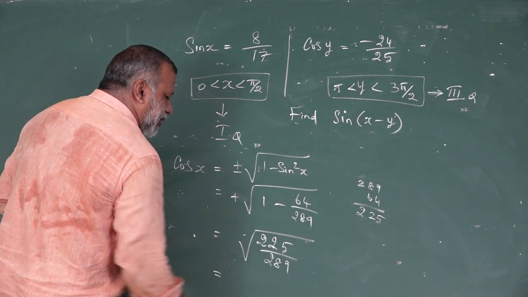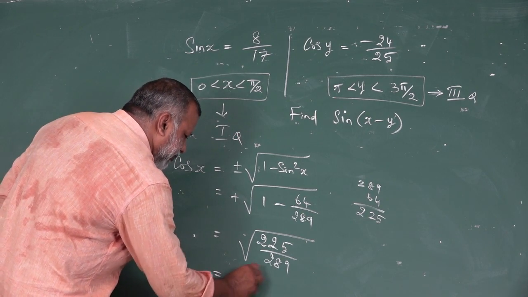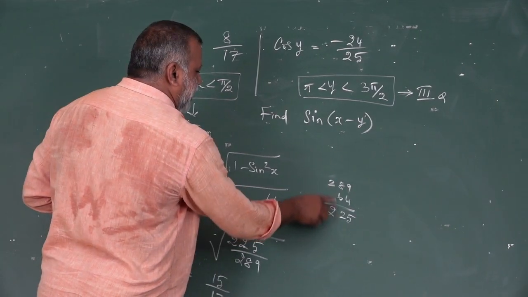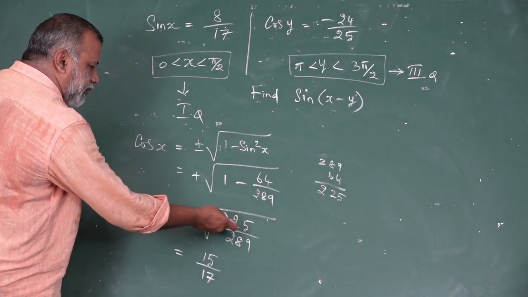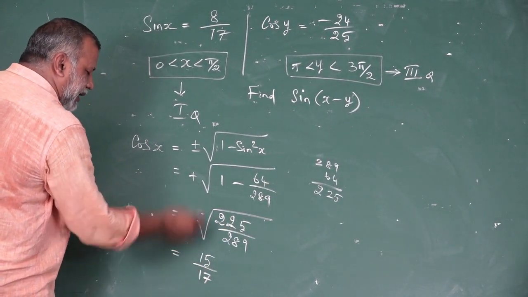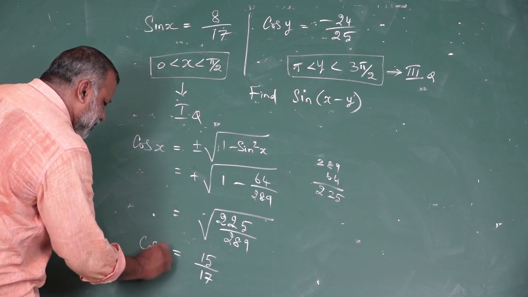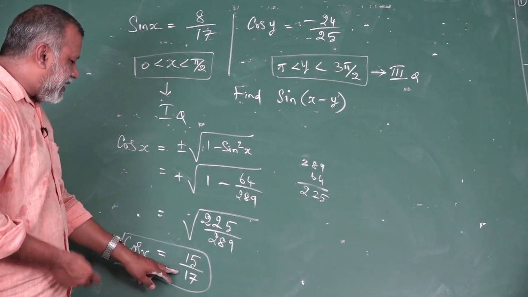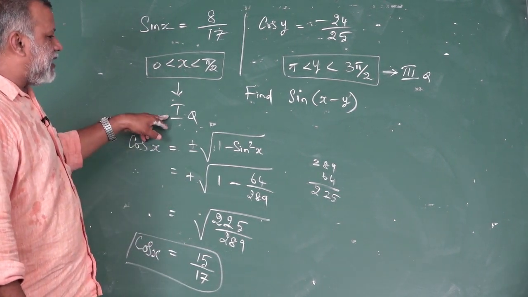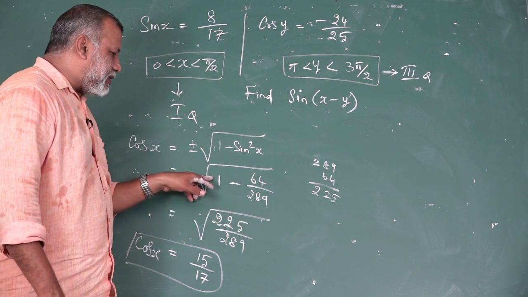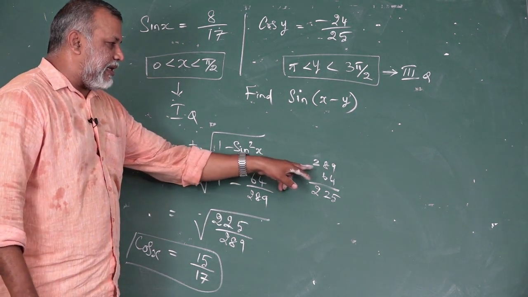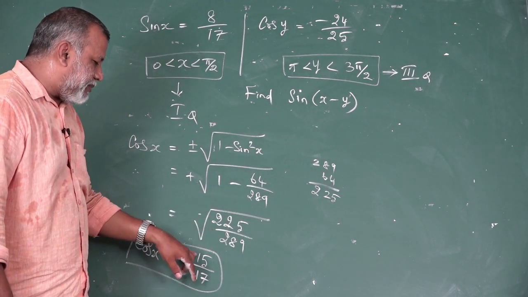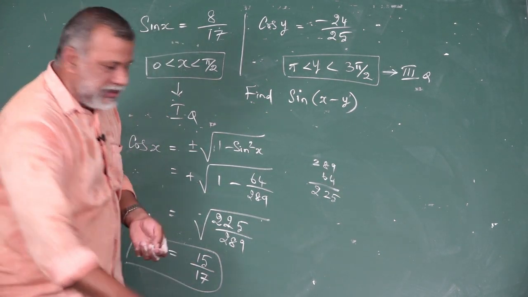So 225 divided by 289 means we can get 15 by 17. Square root of 225 becomes 15 by 17. It gets a positive result. This is cos x. The value of cos x equals 15 by 17. It is positive because it is in the first quadrant. So taking the LCM, 289 minus 64 gives 225, and the square root of 225 becomes 15 by 17.